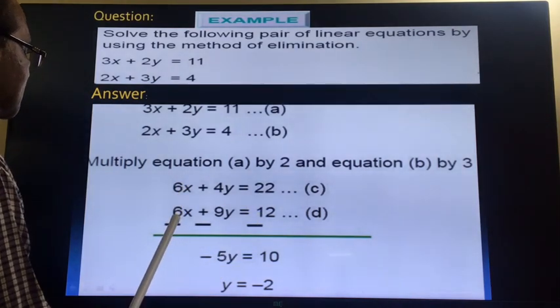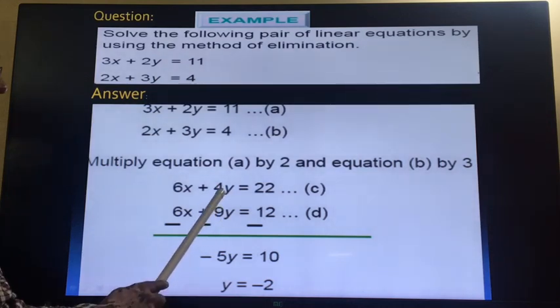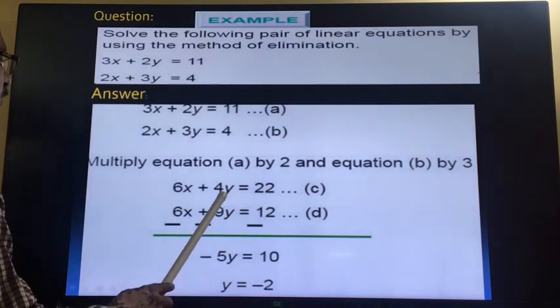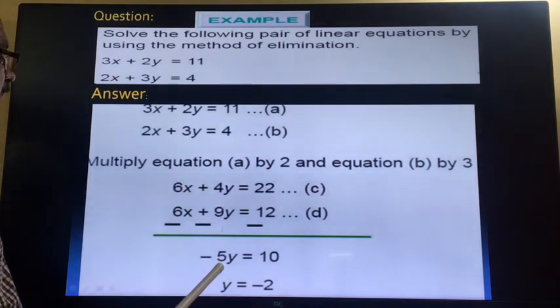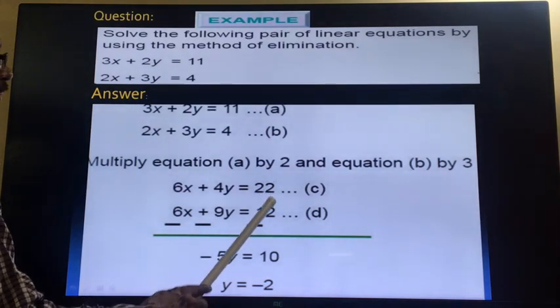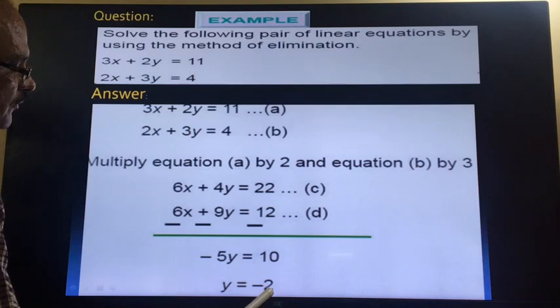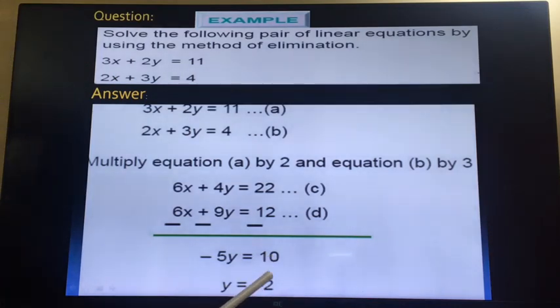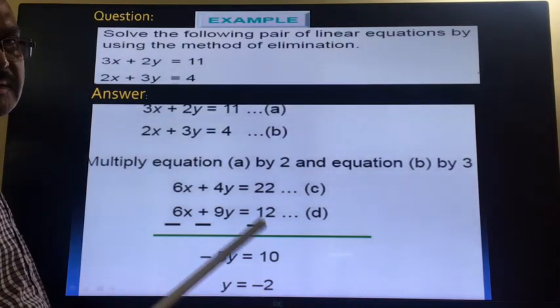Now 6x minus 6x is 0. Then 4y minus 9y: here 4 is positive and 9y is negative, so we get negative 5y. Here 22 minus 12 is equal to 10. So minus 5y is equal to 10, so y is equal to 10 upon minus 5. After dividing 10 by 5, we get 2. So y is equal to minus 2.